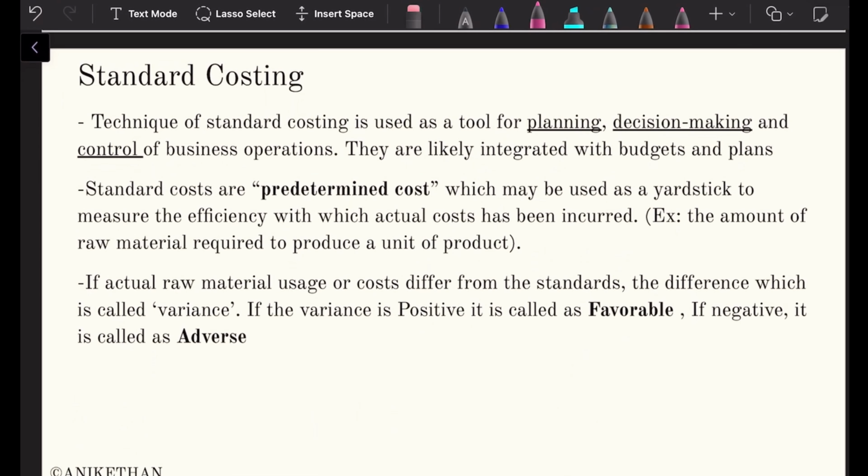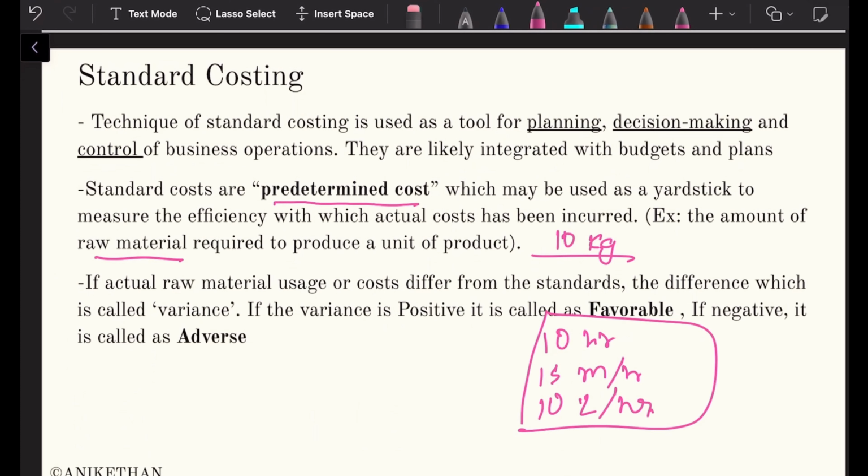This is some theory. What are standard costs? They are predetermined costs, meaning the standard values. For example, the raw material required to produce 1 unit of product, let's say 10 kg. So this is a standard. Similarly, in terms of labor, there will be 10 hours. In terms of overhead, as a machine hour, it can be 15 machine hours or 10 labor hours. So these are all predetermined values which are used to compare the actual.